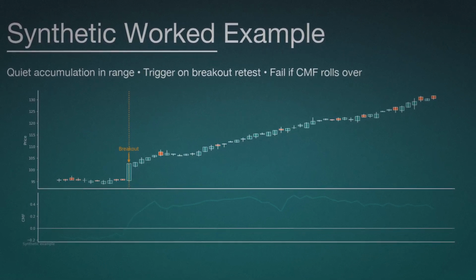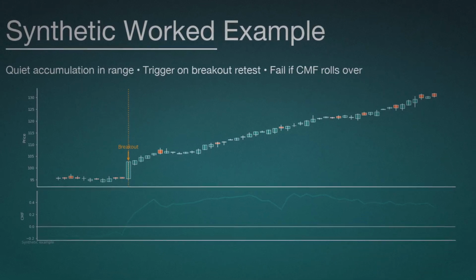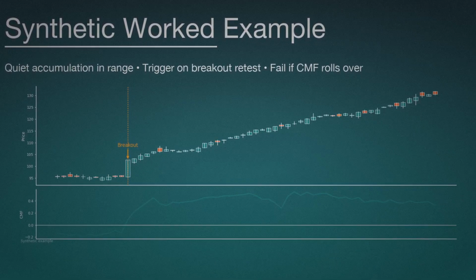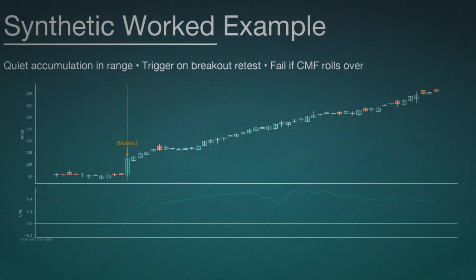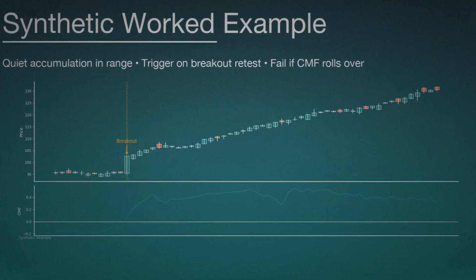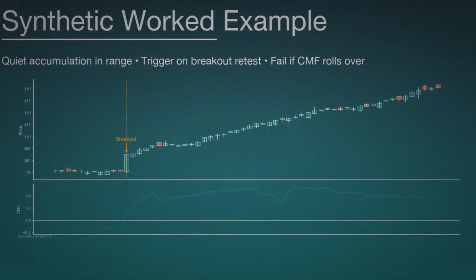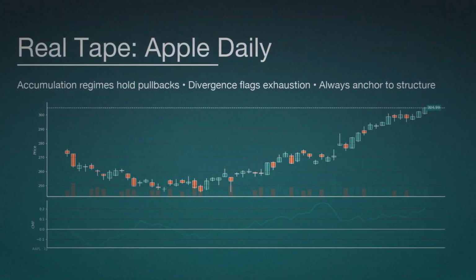Initial stop below the consolidation low at 47.8. The signal fails if CMF rolls back below +0.05, while price is still above the breakout. Volume isn't following through. Now Apple on the daily over the past year.